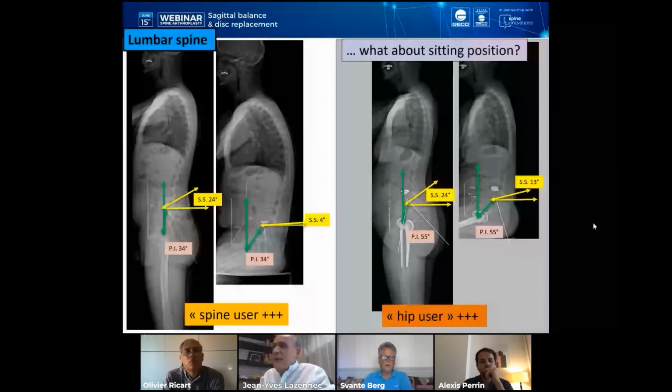So some of our patients have a normal kinematic of the implant, but they are very different. On the left side, you have a patient you can call a spine user. You see, in sitting position, he has no complete hip flexion. On the right, this patient has 2 hip replacements. She has a mechanical implant, and you see that she is a hip user, using a lot of hip to sit. So there is a balance between the mobility of the hip and the mobility of the spine.